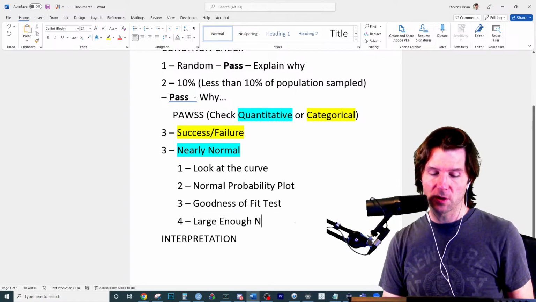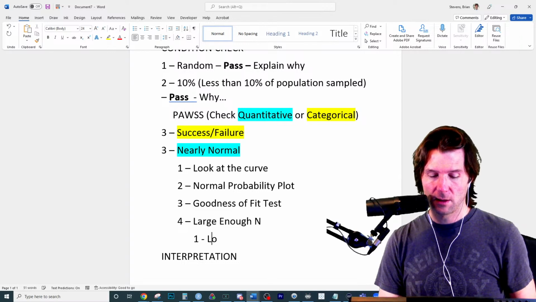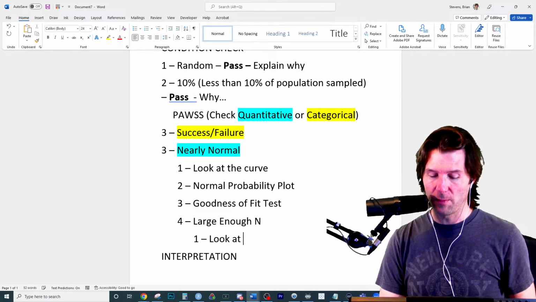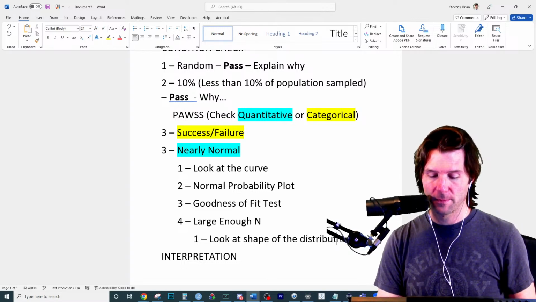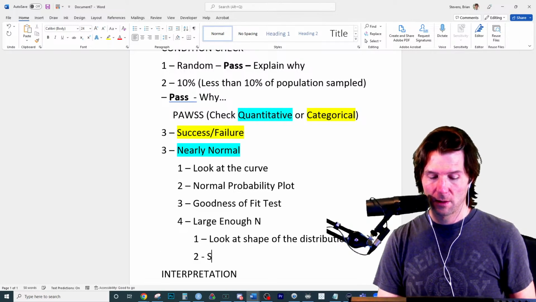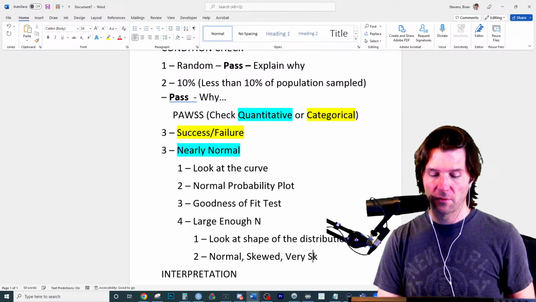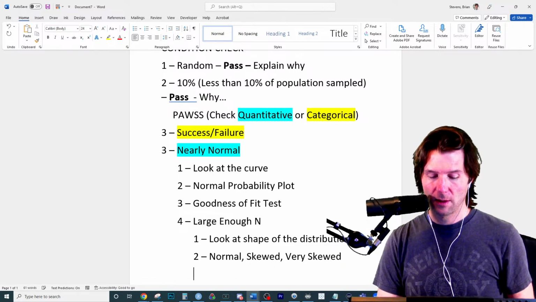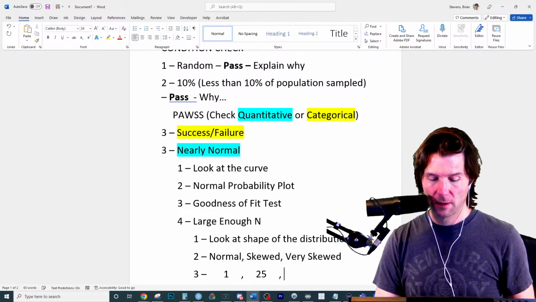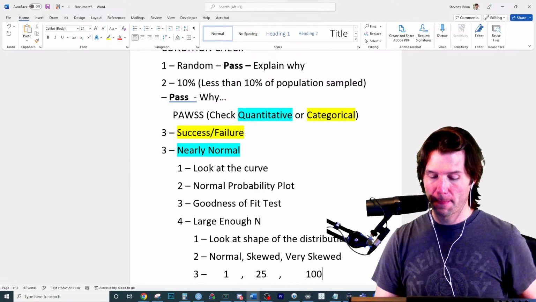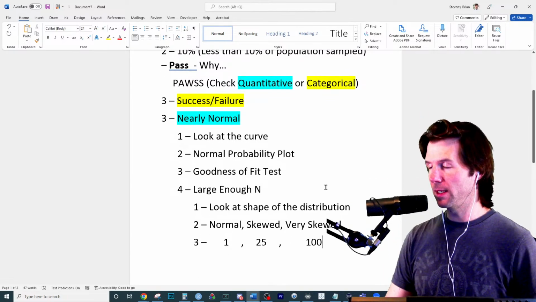So the large enough N works the following way. Look at the distribution, look at the shape of the distribution. Skewed or normal, skewed, very skewed. And the requirements are, put it in order right here, 1, 25, and 100 respectively. So the more skewed it is, the larger N needs to be.